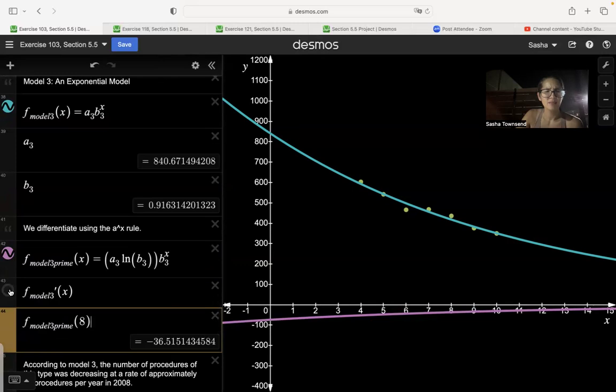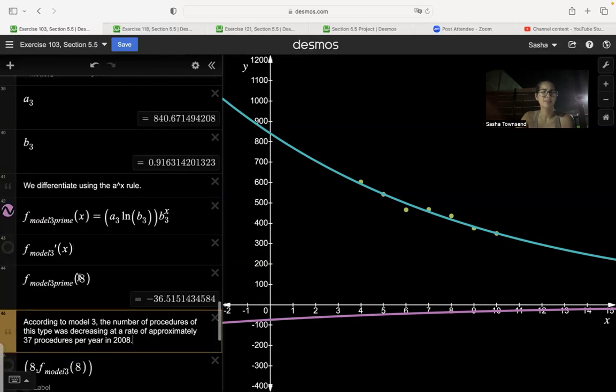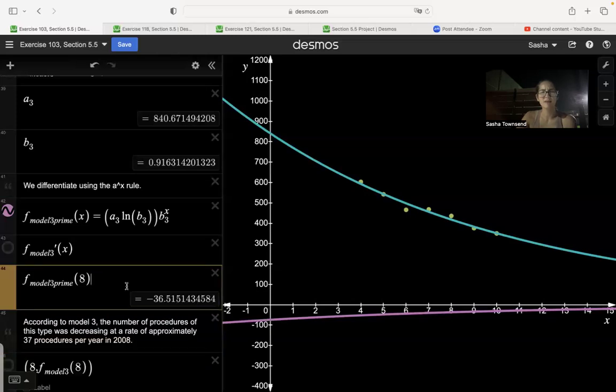And if we ask Desmos to compute f prime, notice that their f prime and our f prime are the same. So we know our calculation is correct. If we evaluate our f prime at x equals 8, we get negative 36.5. So it says, okay, if I'm using this model, the number of procedures of this type was decreasing at a rate of approximately 37 procedures per year in 2008. So that's what that f prime means, according to that particular model for the number of procedures in year x, where x is the number of years since the year 2000.